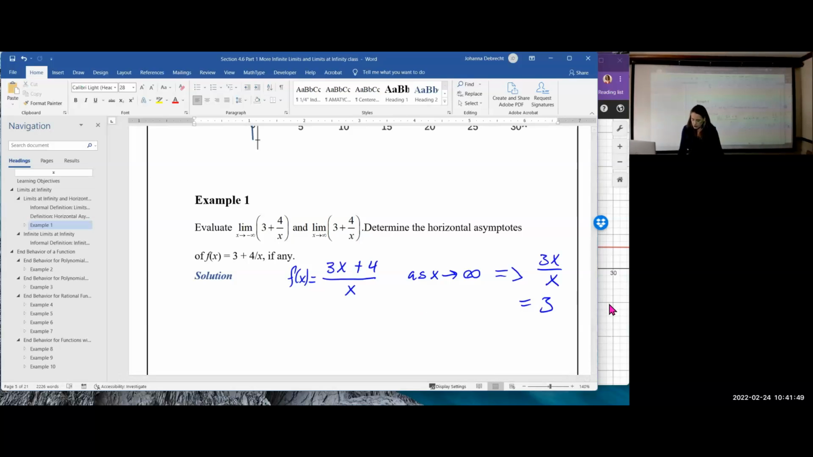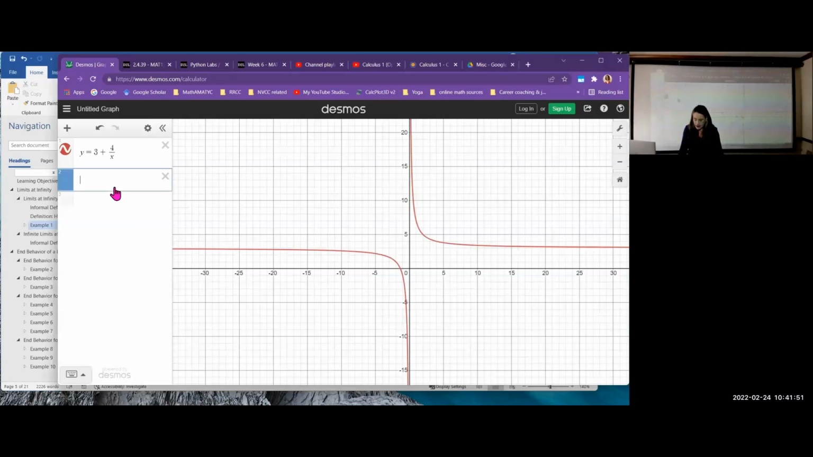And when you look over here on the graph, if we graph y equals 3, you'll see that it is the horizontal asymptote on the far left and the far right. It is what it is approaching as you go far left and far right.